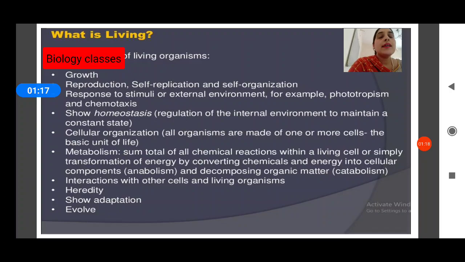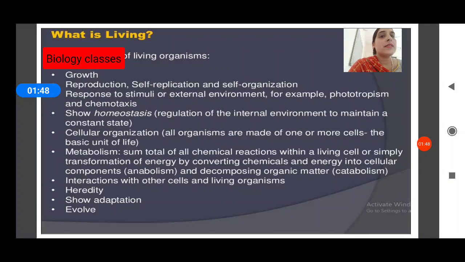Now, living organisms show cellular organization. As we know, all organisms are made up of one or more cells, and this is the basic unit of life. And the next characteristic is that they show metabolism. It means the sum total of all the chemical reactions which occur in a living cell. It is categorized into two categories called anabolism and catabolism.